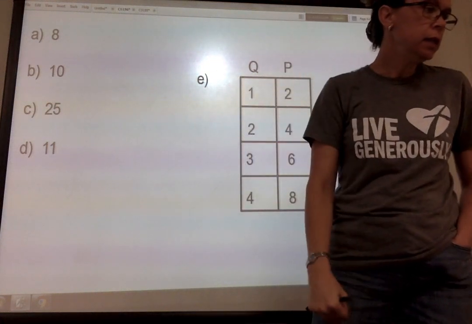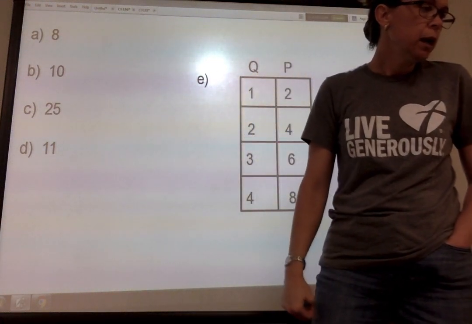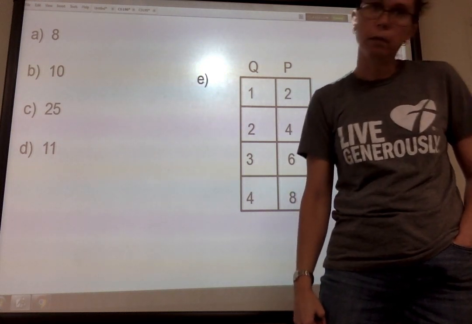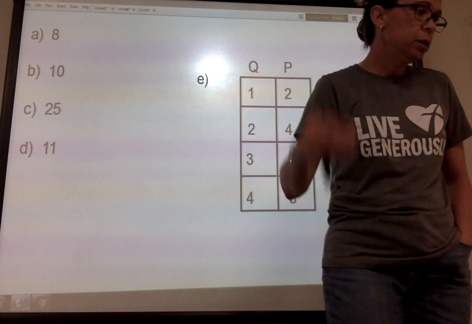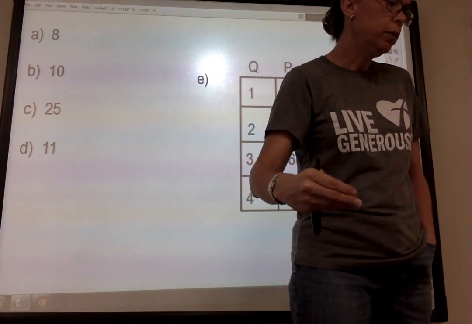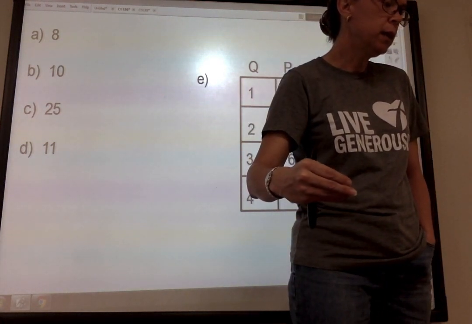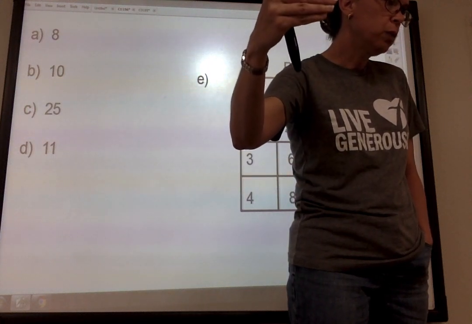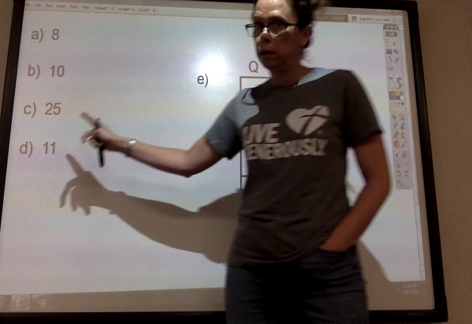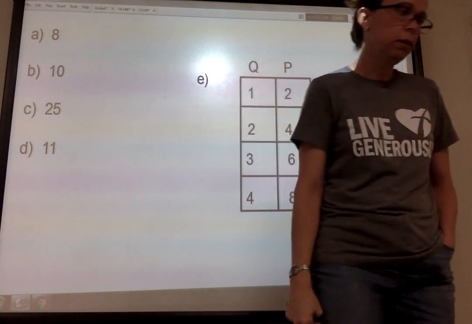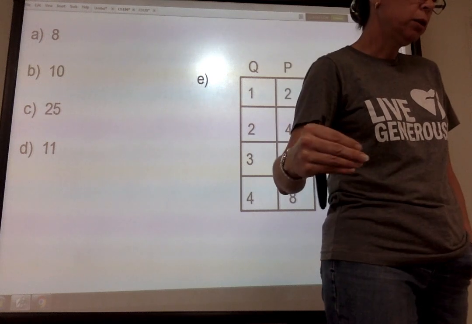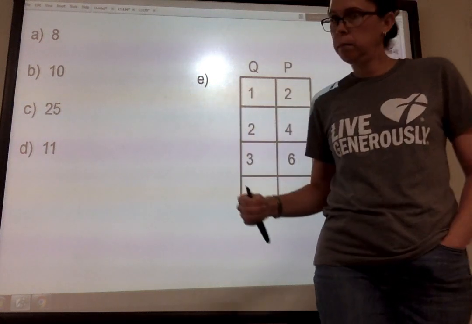Okay? D. They give us x and 3x minus 1 for our input and output. So when x is 3, in the output, 3 times 3 is 9, minus 1 is 8. When x is 4, 4 times 3 is 12, minus 1 is 11. You should have put in the missing number. The last one there, 7. 7 times 3 is 21, minus 1 is 20.